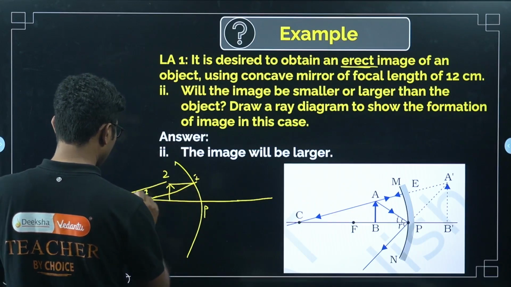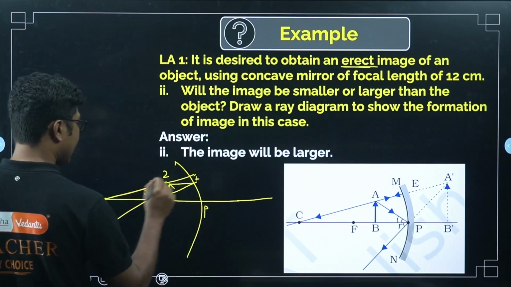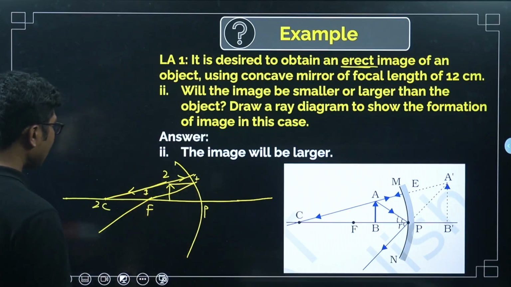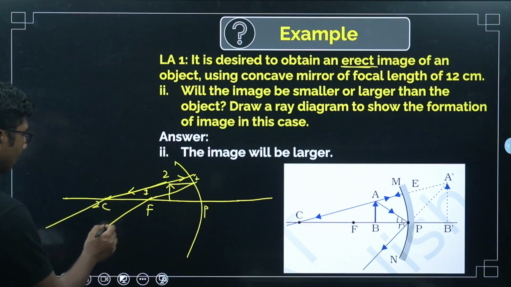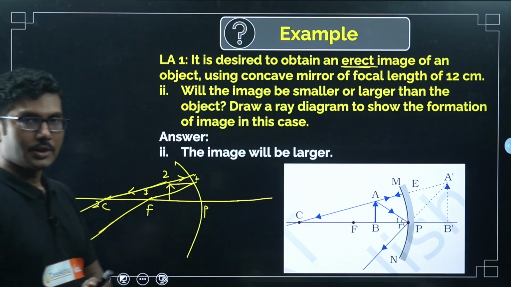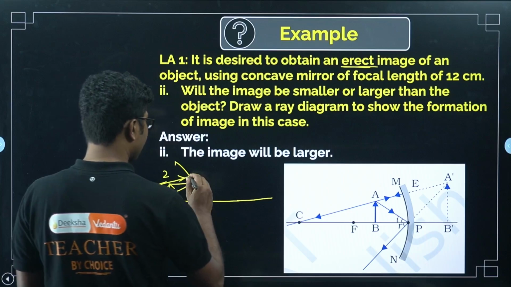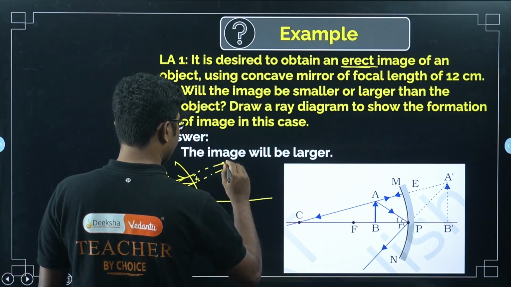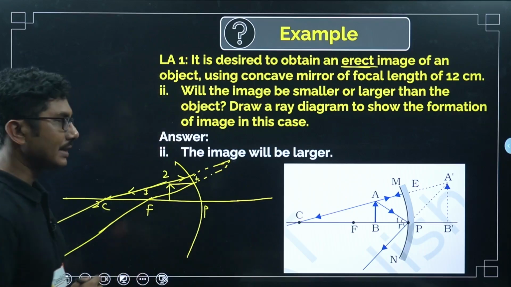Then you join these 2 points. Okay, extend it, and whatever ray is going through there, it will come back in the same path. Now if you see, these 2 rays will never meet if you extend them in the forward direction, obviously. So it is a virtual image. So what you have to do, you have to extend them in the back side. After you extend it to the back side, they will meet at some point.